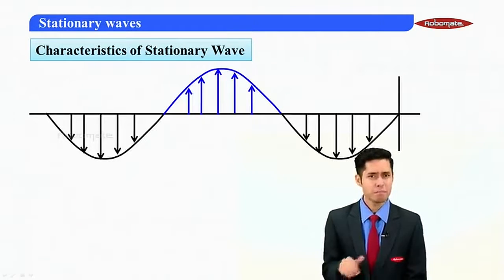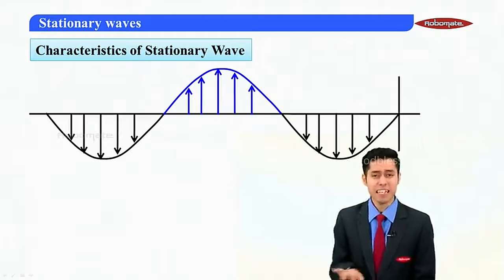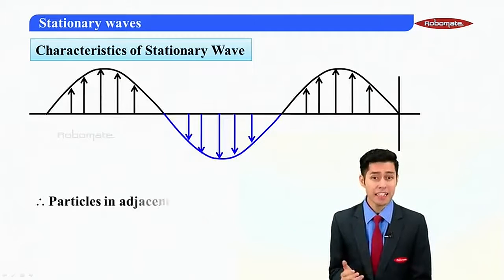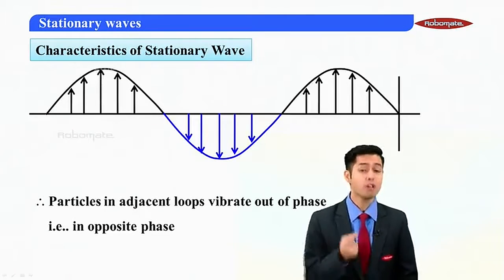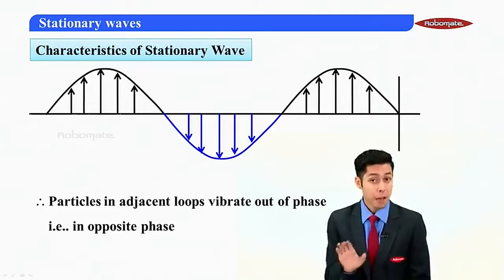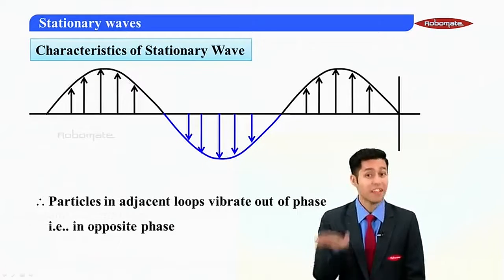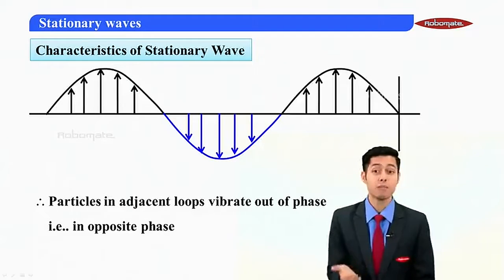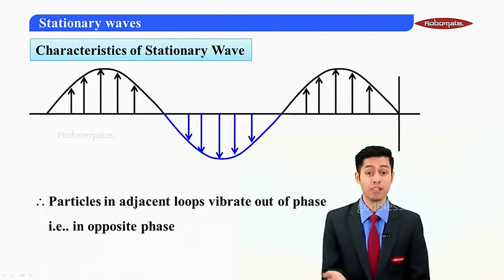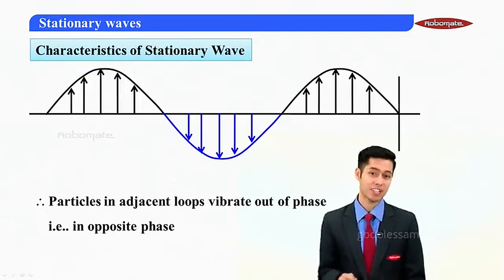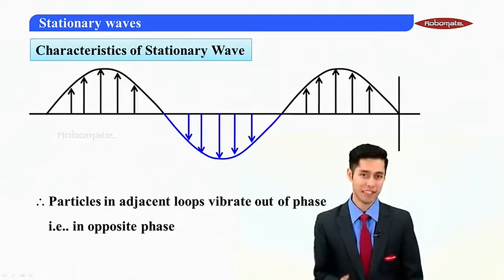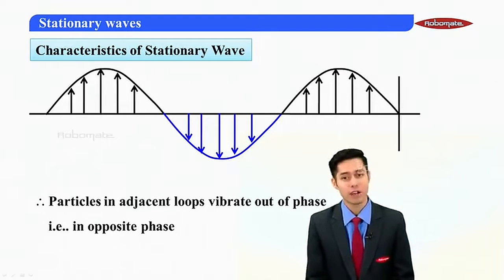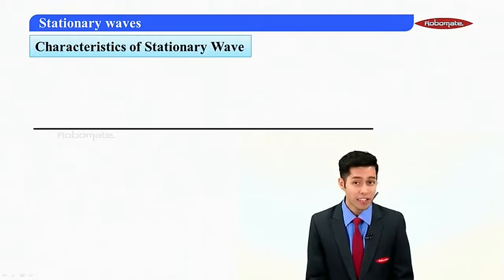So I can say that the particles are not in the same state of vibration in both the adjacent loops. That means the particles are in the out of phase condition. That means particles are not vibrating in the in phase condition in the adjacent loops. They are in phase when they are in the same loop, but in the adjacent loops, they vibrate in opposite directions, meaning they vibrate out of phase. So, the point is that the particles in the adjacent loops always vibrate out of phase. We move ahead to the next point.